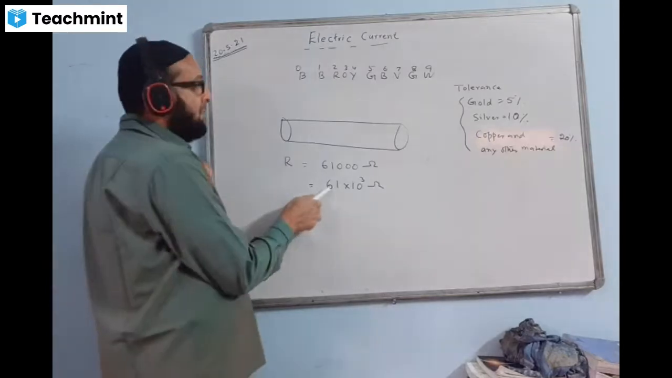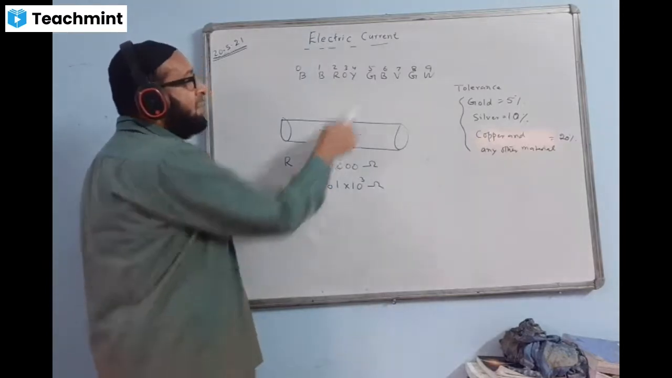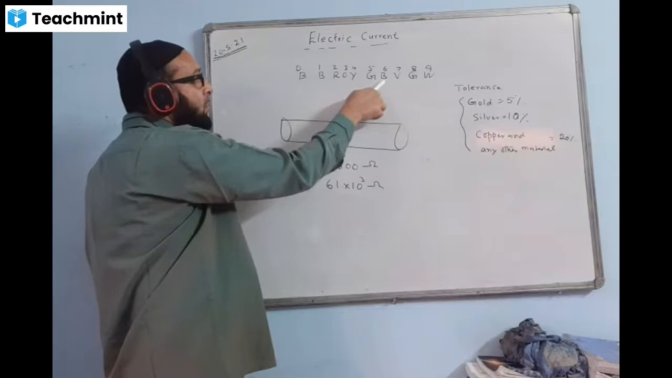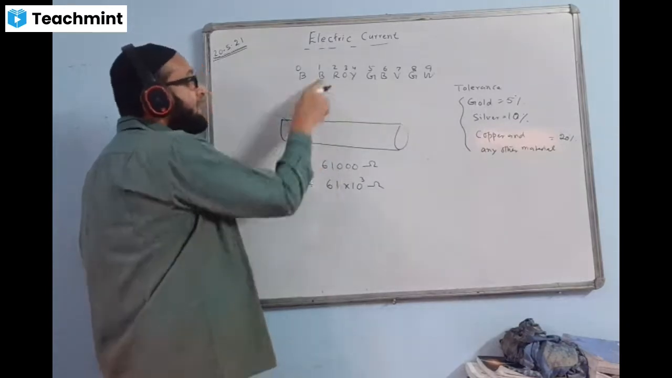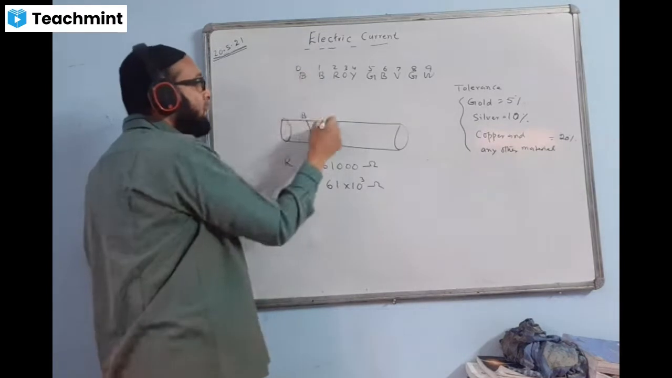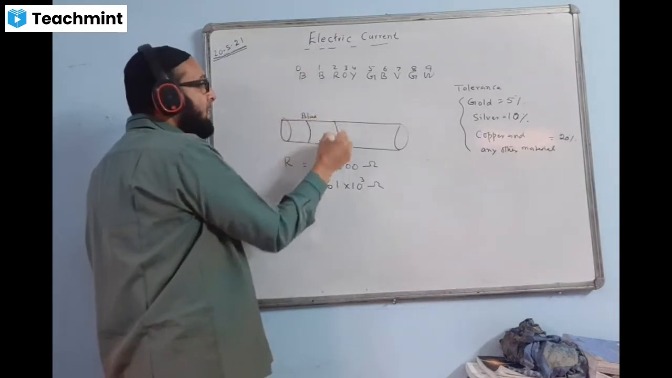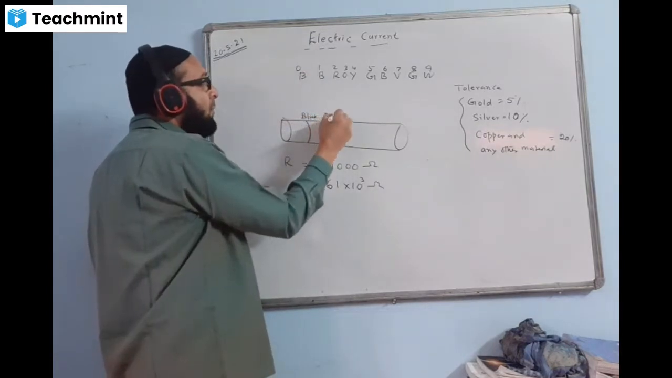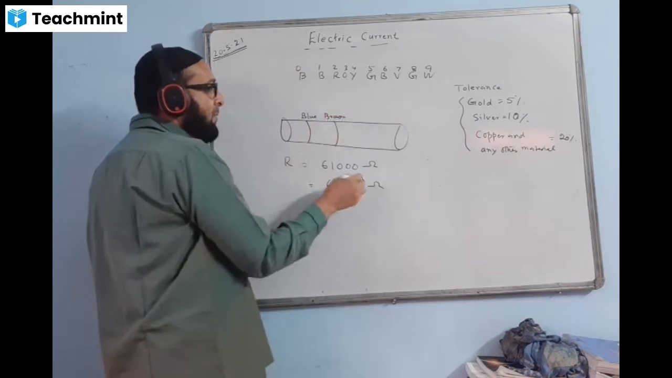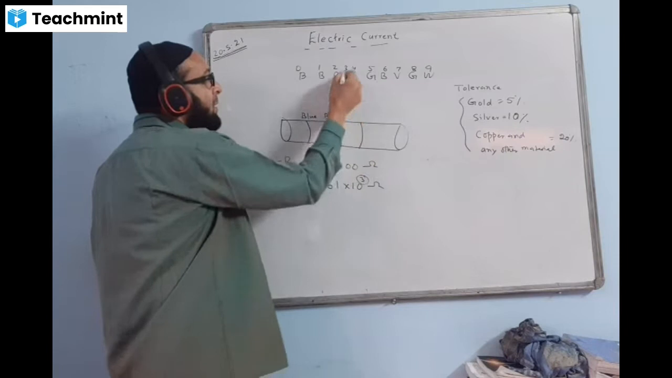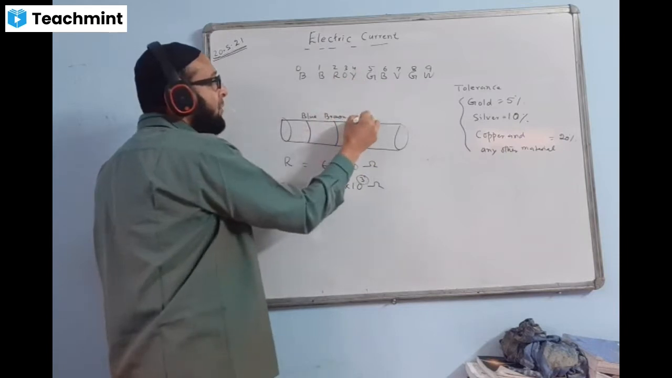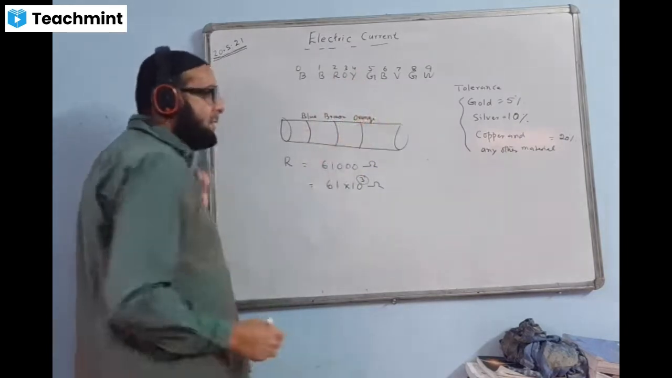The number 6 will represent which color? Number 6 is which color here? Blue. First color I will mark blue. 1 represents which color? Brown. Next one I mark brown. And the power of 10 is how much? 3. Third color is what here? Orange. On top I mark orange. That is it. Finished.